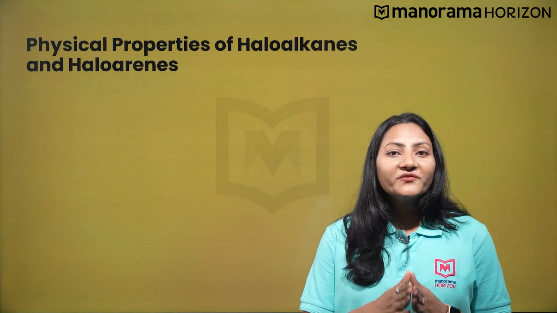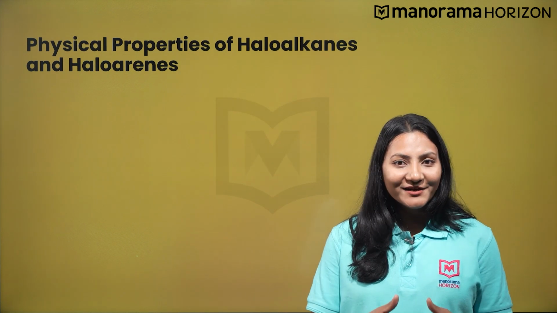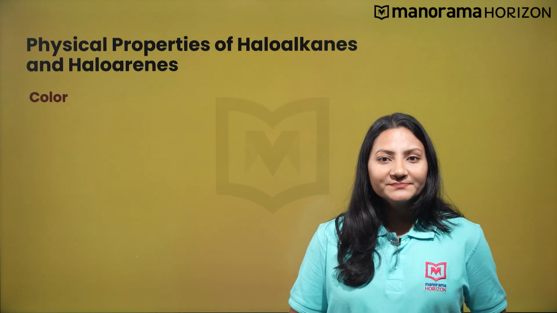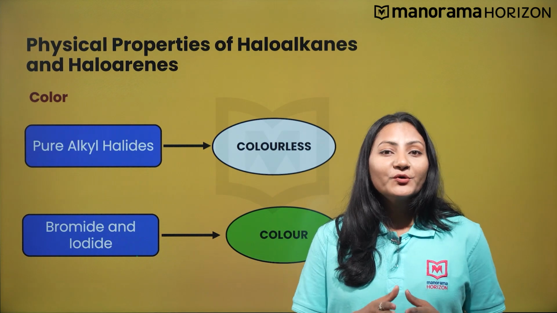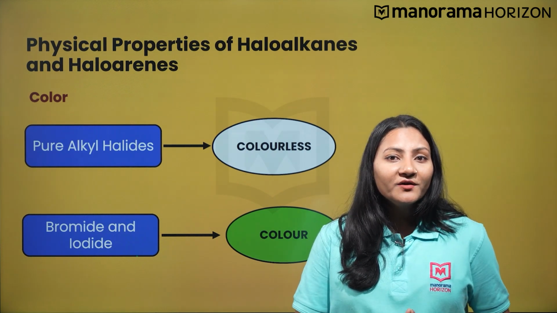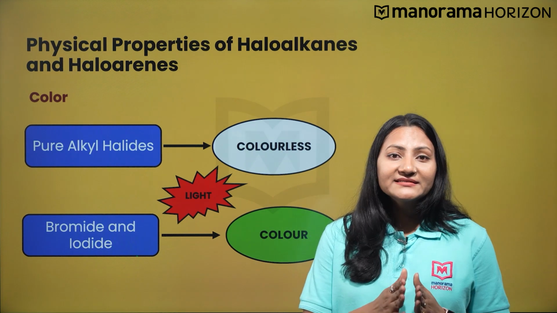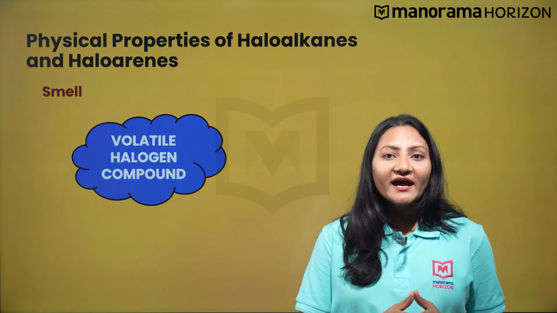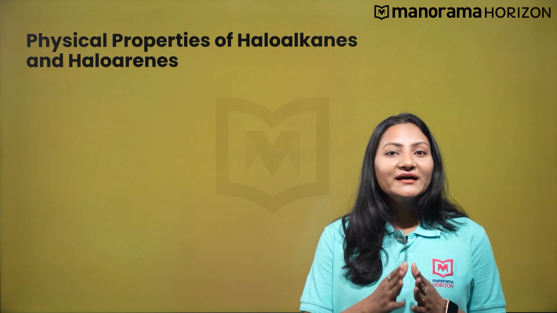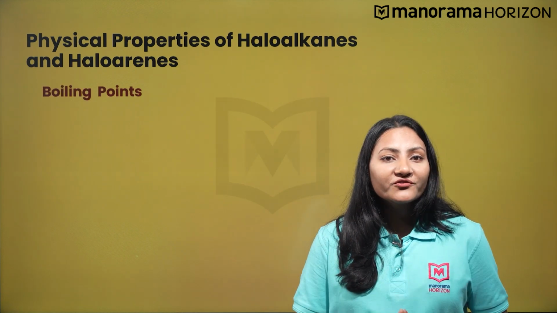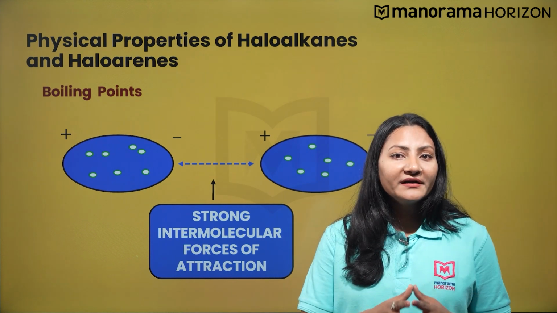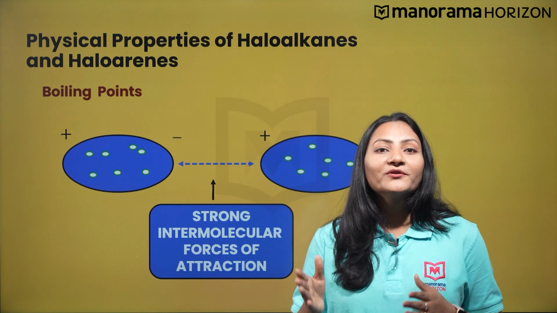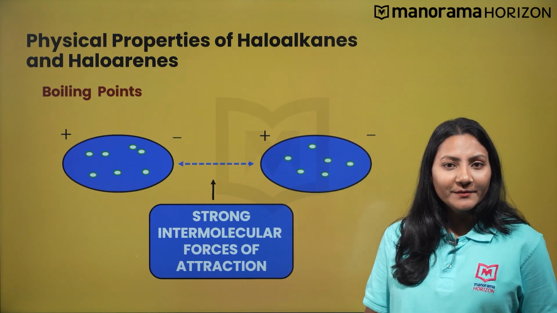Let's now discuss the physical properties of haloalkanes and haloarenes. First, we will start with the color. The pure alkyl halides are colorless in nature. However, bromides and iodides exhibit color when exposed to light. Next, if we talk about the smell, there are many volatile halogen compounds that have a sweet smell. On the other hand, the intermolecular forces of attraction of the halogen derivatives are very strong due to their polar nature, as well as the higher molecular mass compared to the parent hydrocarbon.